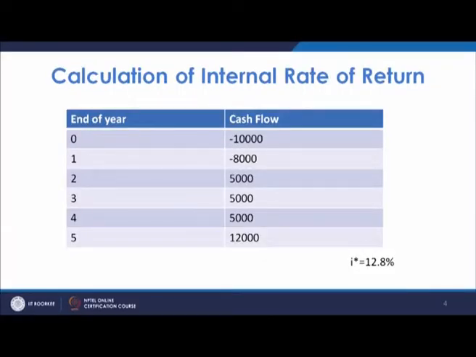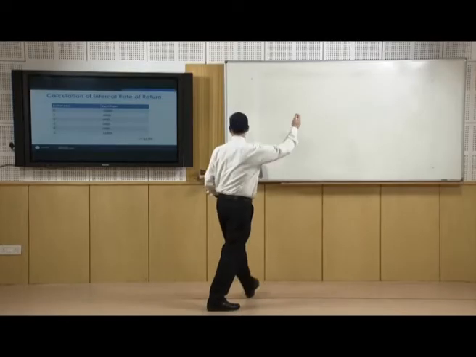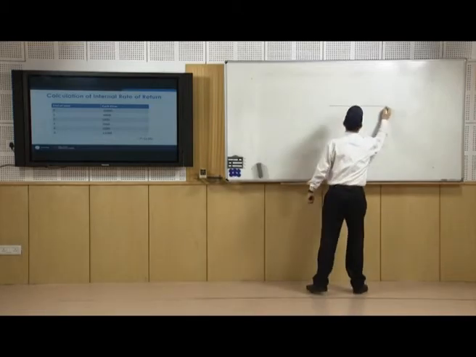Now, we will discuss the problem on internal rate of return, where we had discussed what will be the internal rate of return for which PW will be equal to 0. So, let us see what we had received, the cash flow diagram.